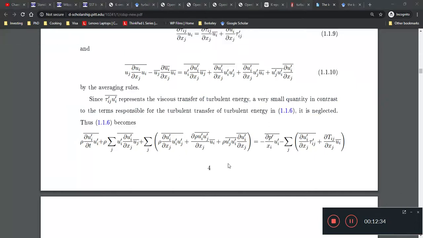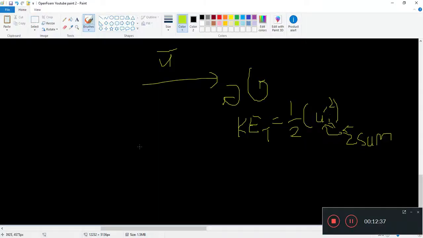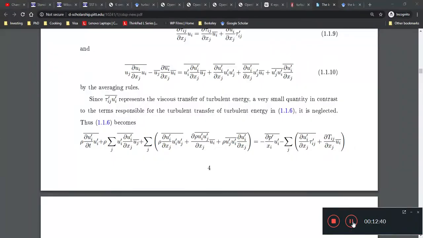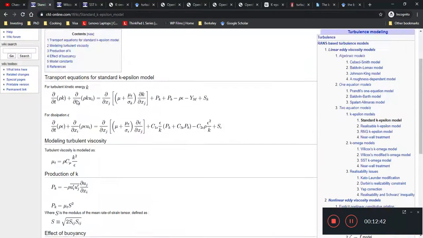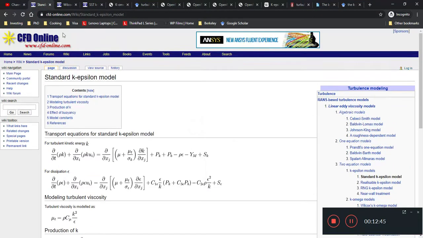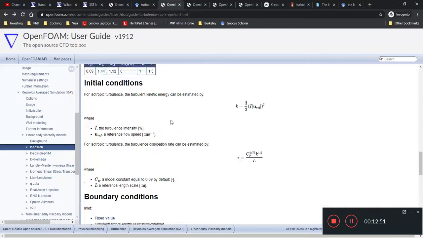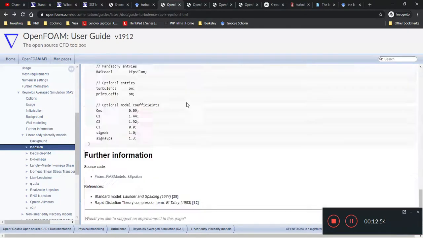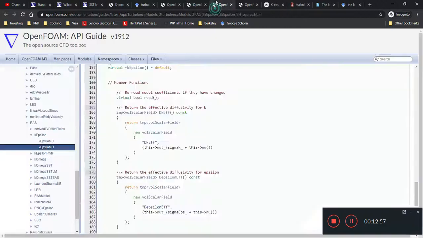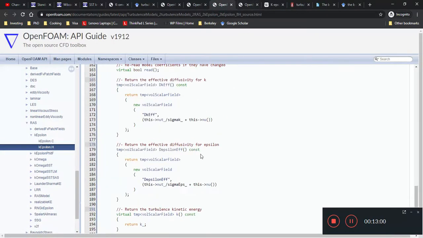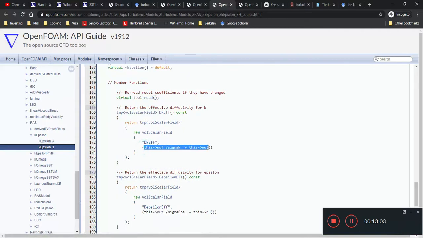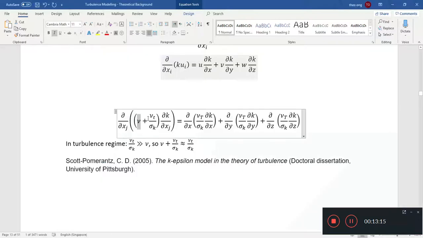Okay, but in CFD code, for example, inside this one, where you see this CFD Online, or if you hop on to OpenFOAM, so this is the K-epsilon model guide for OpenFOAM. If you hop on over to the source code, the source code is here, you will see that they will use a term called the diffusion term for K effective, and then they will sum up nu T over sigma K, which is what we have here, nu T over sigma K.